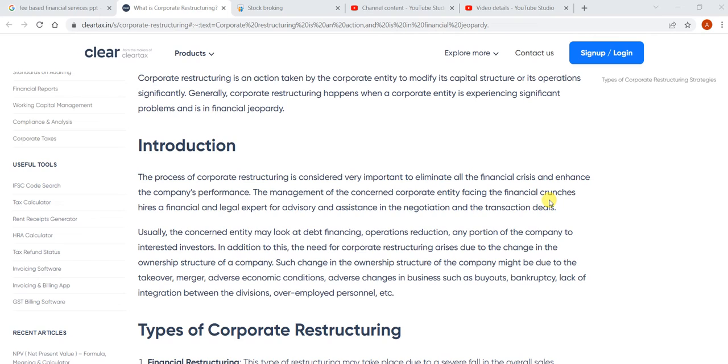In addition to this, the need for corporate restructuring arises due to the change in the ownership structure of a company. Such change in the ownership structure of the company might be due to the takeover, merger, adverse economic conditions, adverse changes in business such as buyouts, bankruptcy, lack of integration between divisions, or employed personnel.